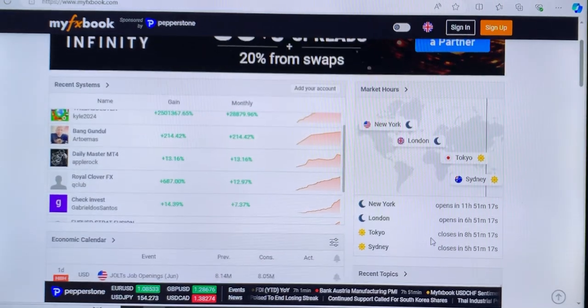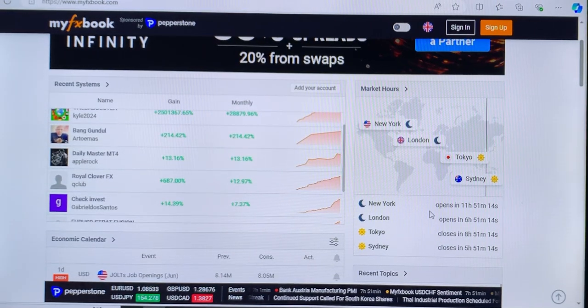And as you can see, it's already telling me the New York market is opening in 11 hours 51 minutes. That will be around 2 p.m. Nigerian time, because this is 1 a.m. in Nigeria. And London starts in the next 6 hours 51 minutes, approximately 7 hours, right? That says by 8 o'clock the British pound will be active. And the Tokyo market is already open, and it closes in the next 8 hours 50 minutes, and the Sydney market too is open, and it closes in the next 5 hours 15 minutes.